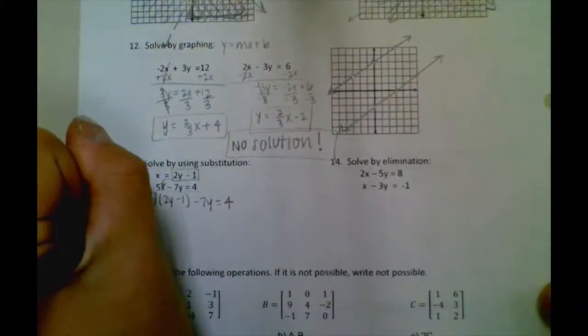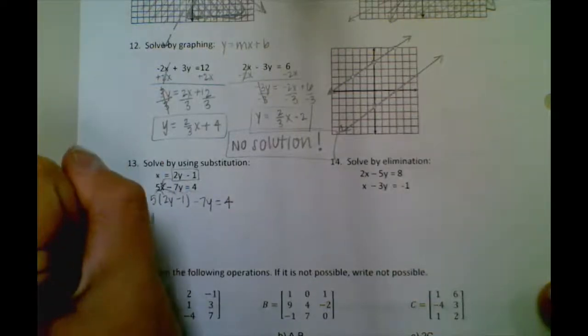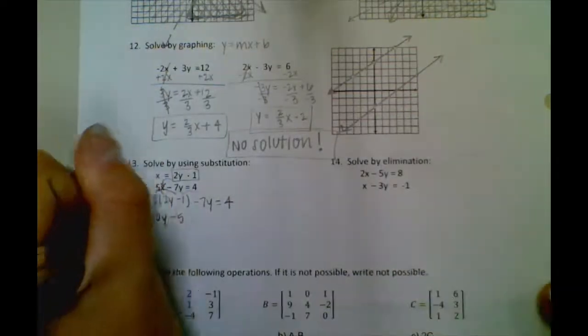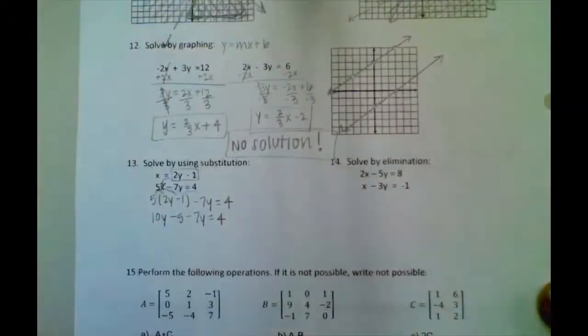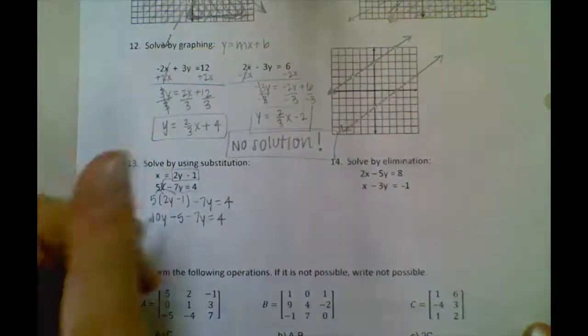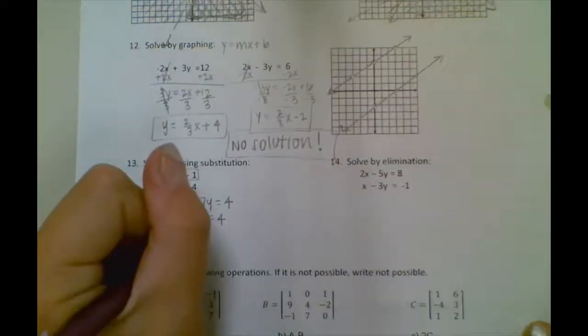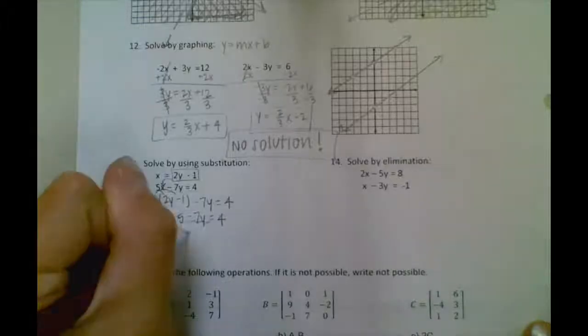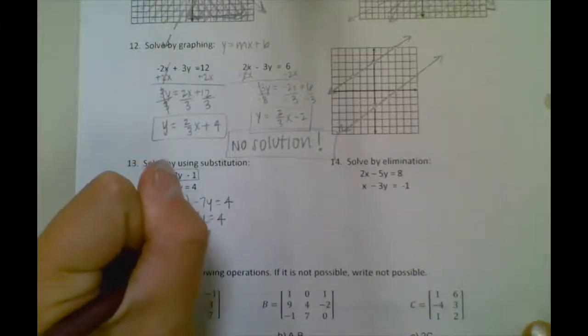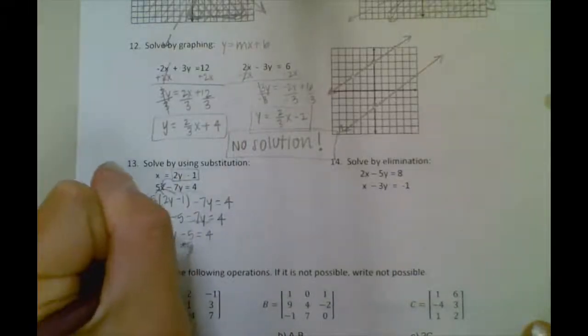This 5 is being multiplied to this, so I'm going to distribute. So I get 10y minus 5 minus 7y equals 4. Remember, if you don't touch it, rewrite it. Okay, I've got a 10y and a 7y. That gives me 3y. And I have minus 5 equals 4. Now I'm going to add 5 to both sides.